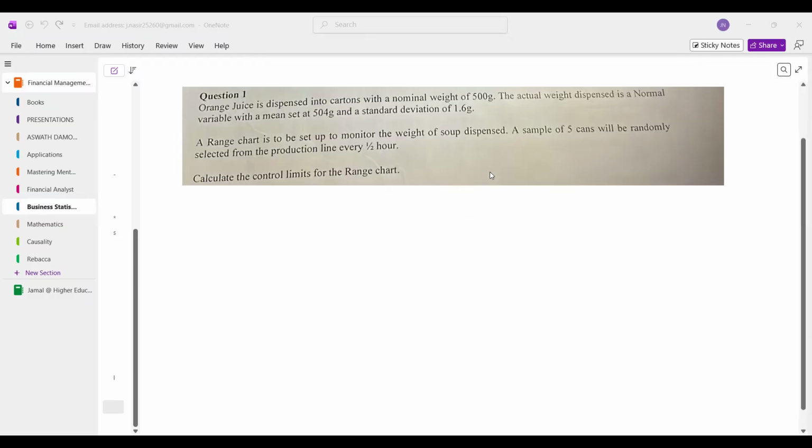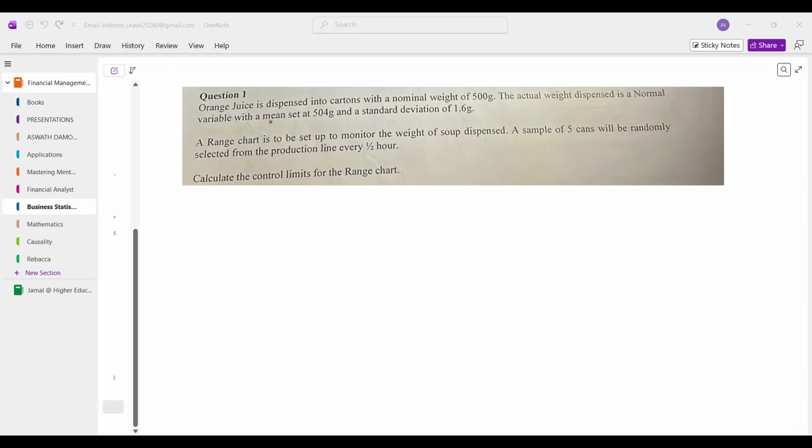And this is the simplest case. Orange juice is dispensed into cartons with the nominal weight of 500 gram. So do not confuse your mean with the nominal weight. If you read the first two lines of the question, orange juice is dispensed into the cartons with a nominal weight of 500 grams. And then in the second line, they are telling you the actual weight dispensed is a normal variable with the mean set at 504 grams. So this is your actual mean.